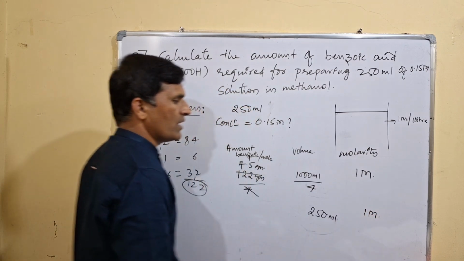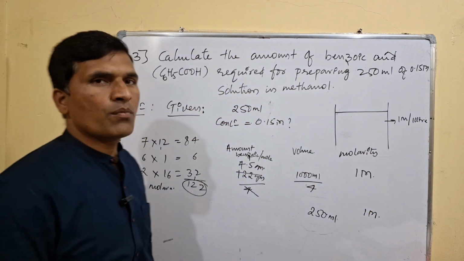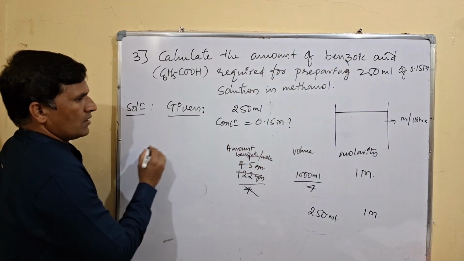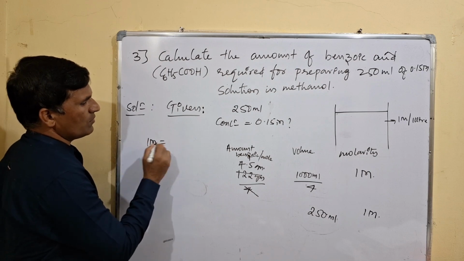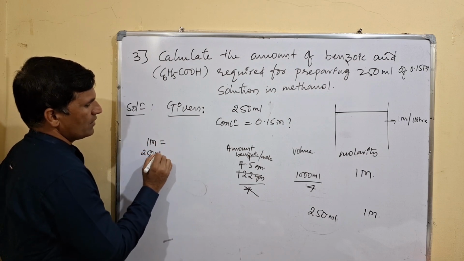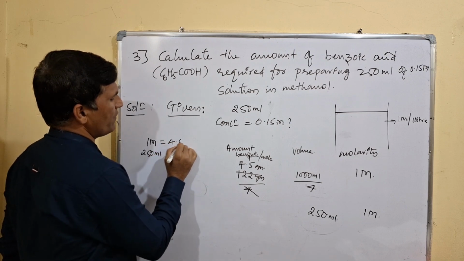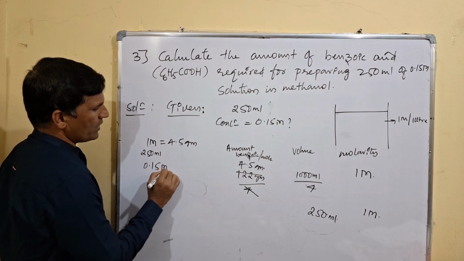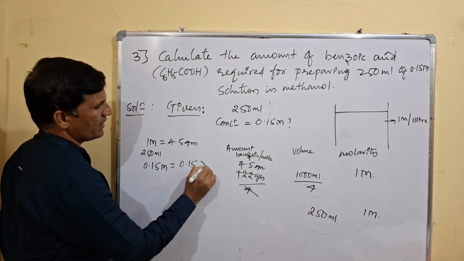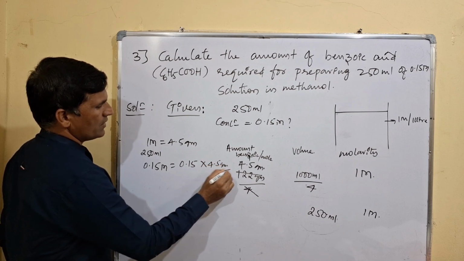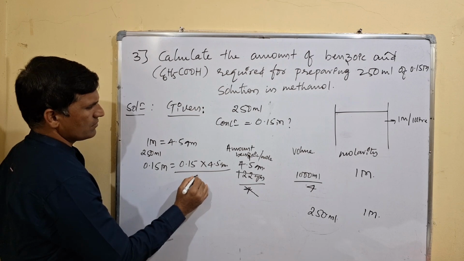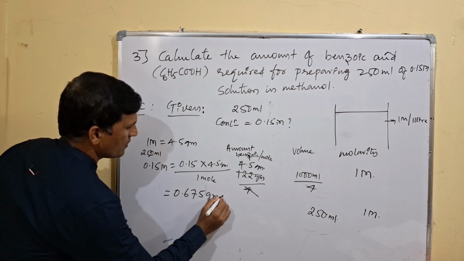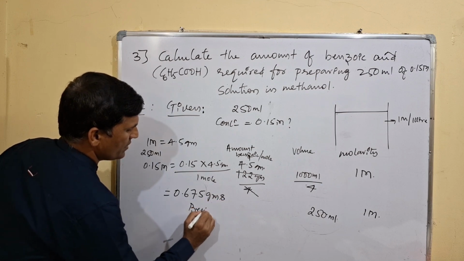But what is the required molarity? The required molarity is 0.15 mole. So for that, 1 mole in 250 ml corresponds to how many grams? 4.5 grams. Right? So 0.15 mole corresponds to how much? 0.15 into 4.5 grams divided by 1 mole, which is 0.675 grams of benzoic acid.